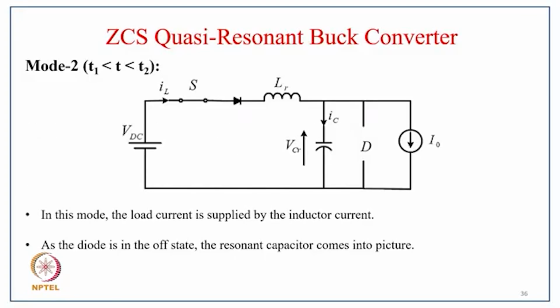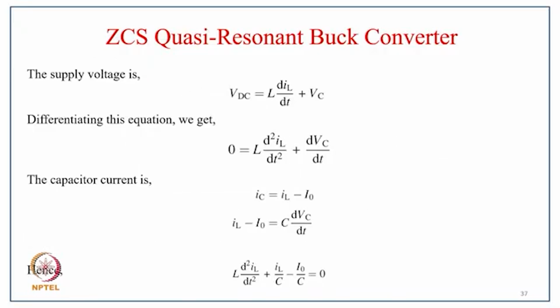After the time T1, the inductor current and capacitor voltage are IL equal to I0 and Vc equal to 0. Now coming to mode 2, that is T1 to T2, when the switch is closed and the diode is open. So in this mode, the load current is supplied by the inductor current, and as the diode is in off state, the resonant capacitor comes into the picture.